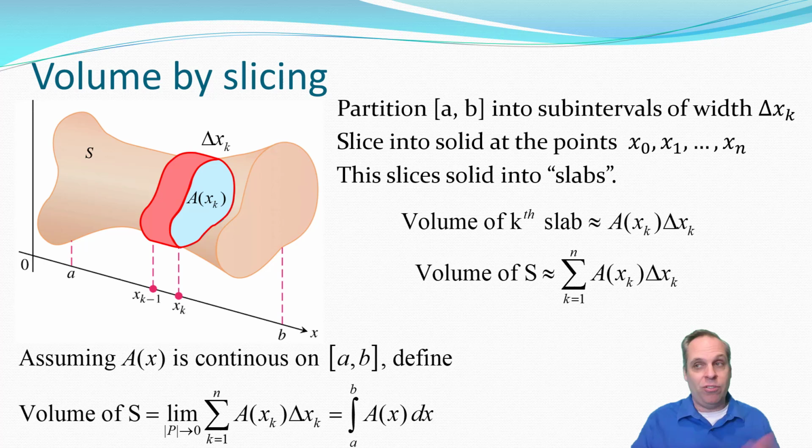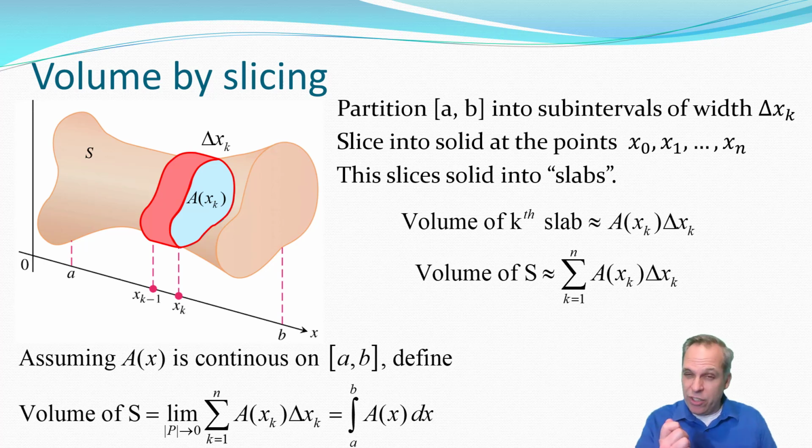So the summation doesn't have a whole lot of error, and the error should become less and less the thinner we make our slices. So it seems reasonable then to say that we will define the volume of this solid to be the limit of these Riemann sums, and is therefore equal to the integral from a to b of A of x dx.